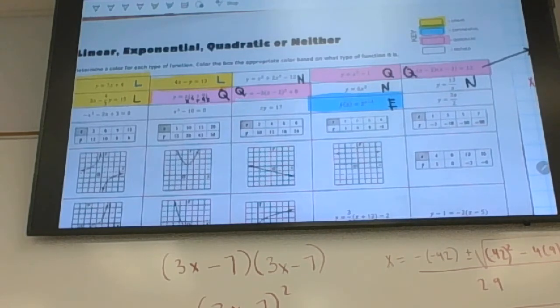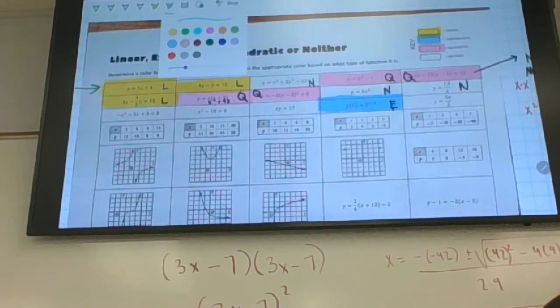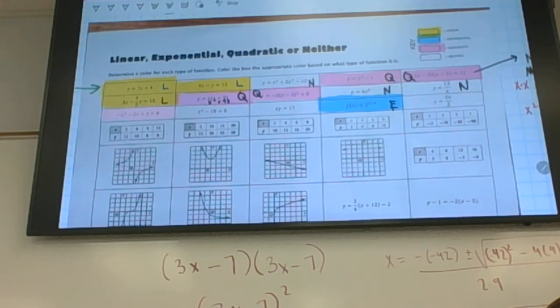All right, can anybody in this row find the quadratic? This one's quadratic because x is squared. Neither. I'm gonna go with neither on that. They can't be jammed right next to each other. This one is good to go. Linear.